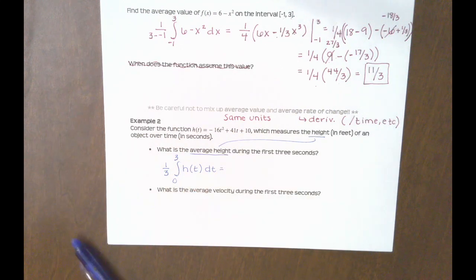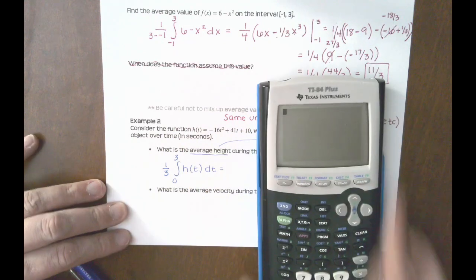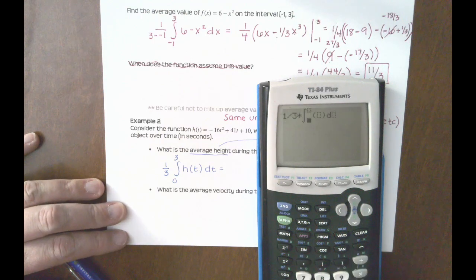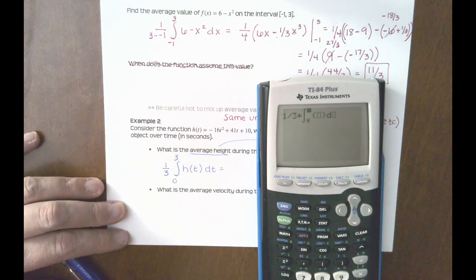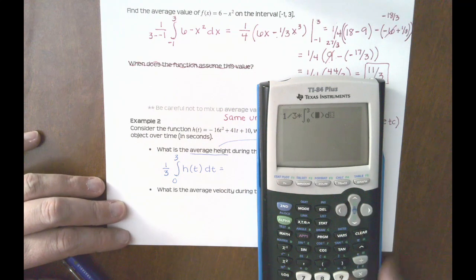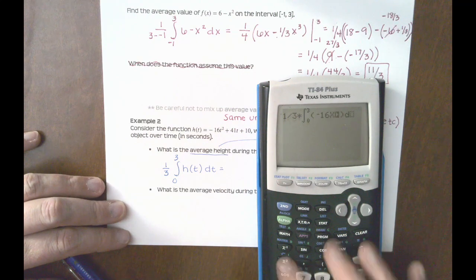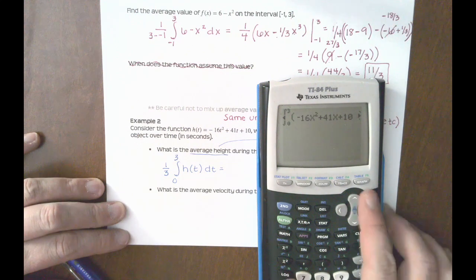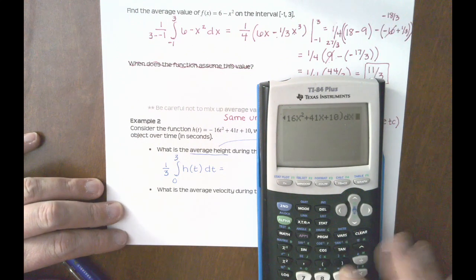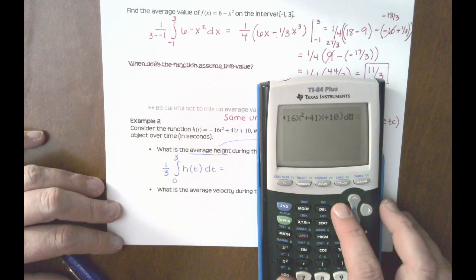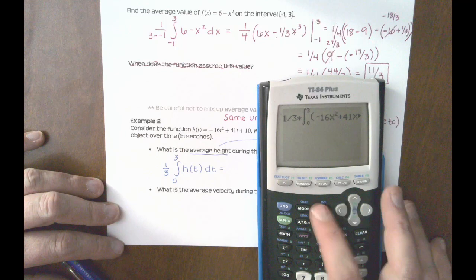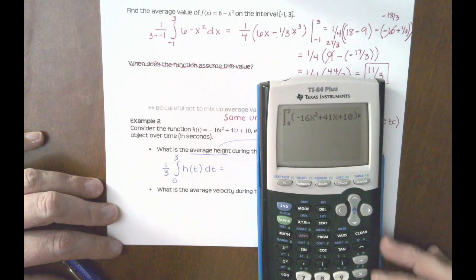Like I said, we'll use the calculator for this one. You can do it all in one step, so I'm going to say 1/3 times math number 9, 0 to 3, and then my function is negative 16x squared plus 41x plus 10. Don't forget my dx here. Actually, I want to say something real quick here. You absolutely could just hit enter and that would give you your answer, but let me take out the 1/3 for just a second because I want to make a point.